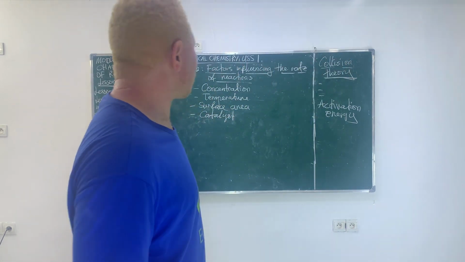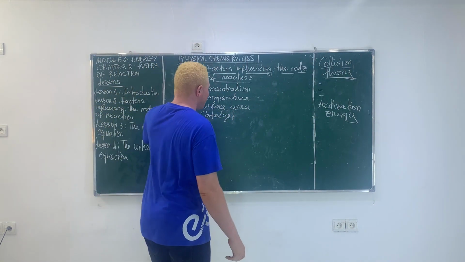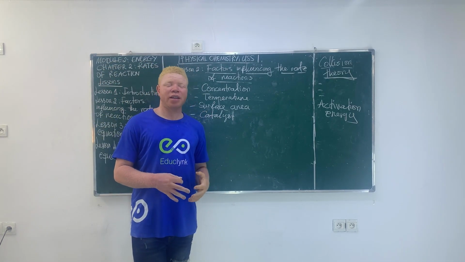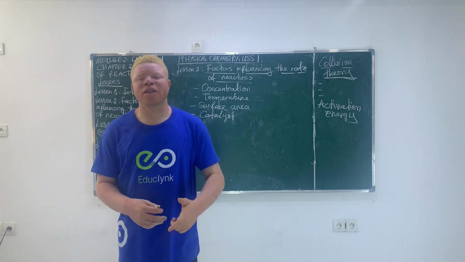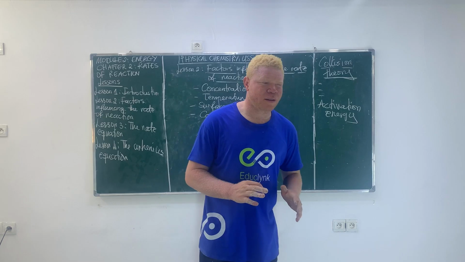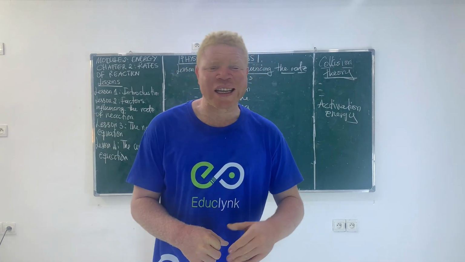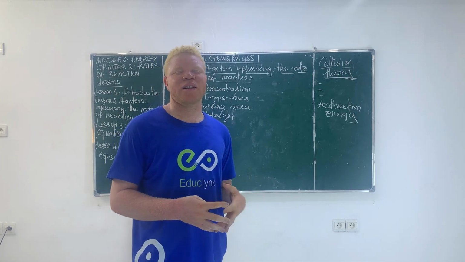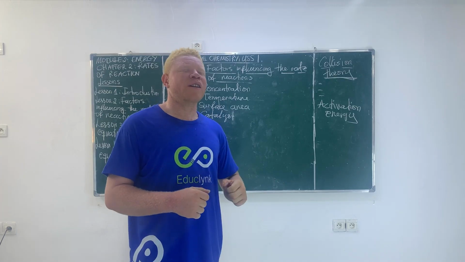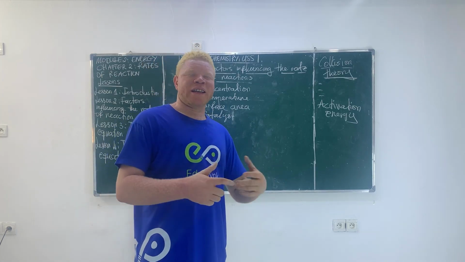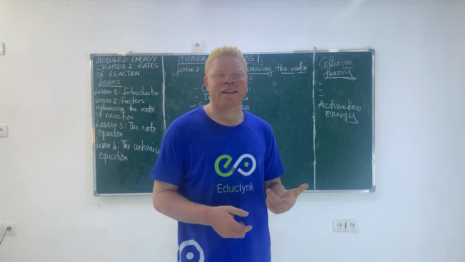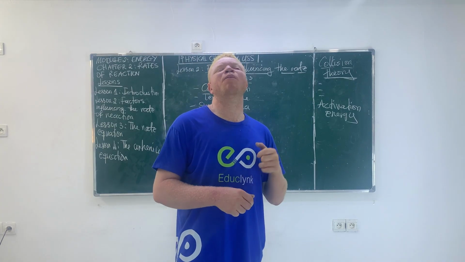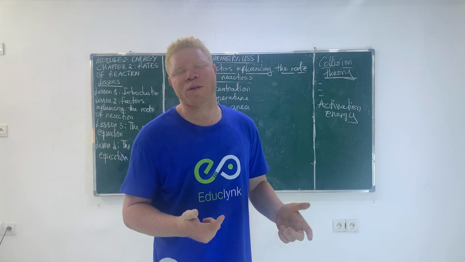So, how does the concentration influence the rate of reaction? If the concentration increases, the rate of reaction also increases. If the concentration decreases, the rate of reaction also decreases. Why? An increase in concentration leads to an increase in the number of reactant particles in the vessel or in the container. Given that the reactant particles are more, the rate of effective collision will automatically increase. If the rate of effective collision increases, it means that more of the reactants are converted into product.